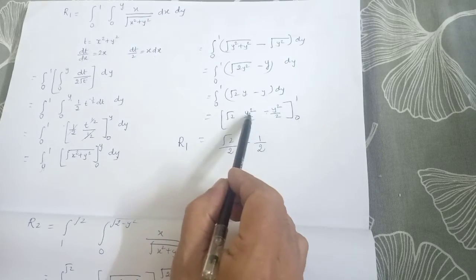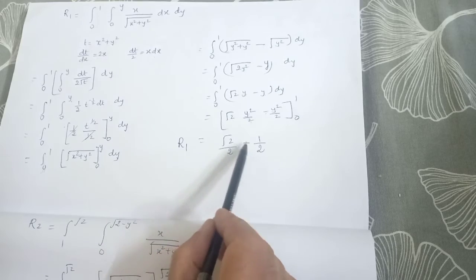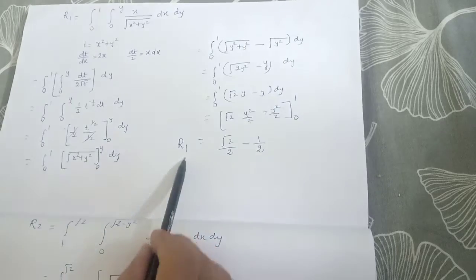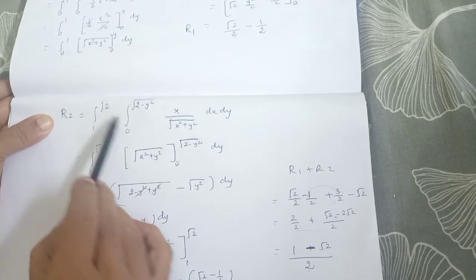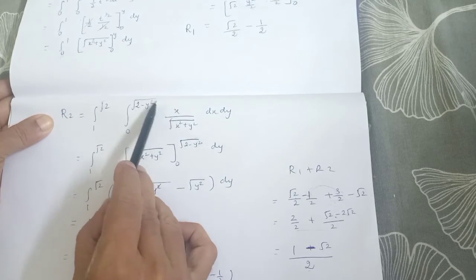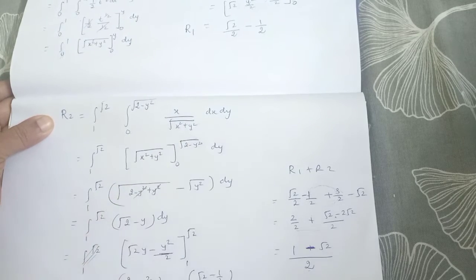The lower limit is 0. So root 2 by 2 minus 1 by 2. This is R1. Now we find R2. Integral 1 to root 2, 0 to root of 2 minus y square, x by root of x square plus y square dx dy.